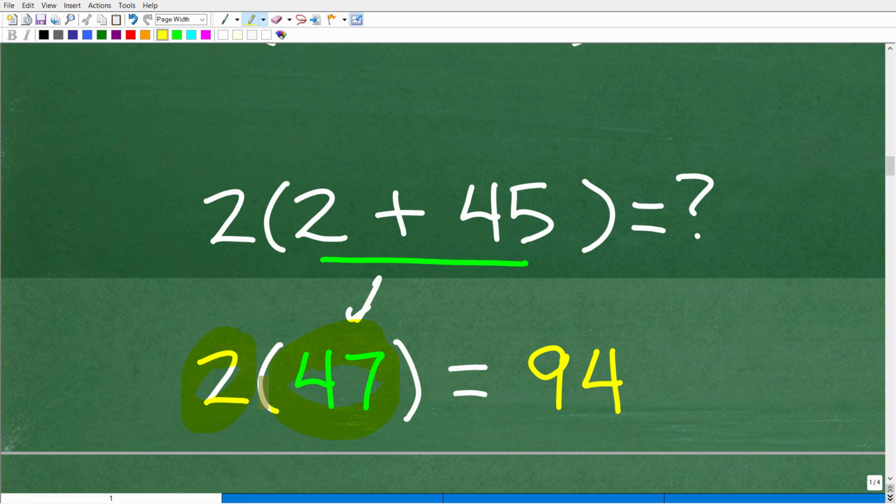Then we can start dealing with the numbers outside of the parentheses, and all we're left with is 2 times 47, which of course is 94. Okay, so this is how we get to the correct answer.